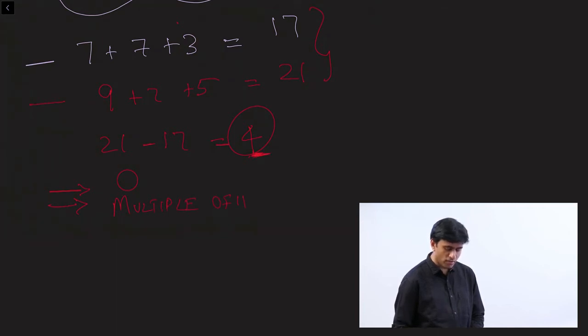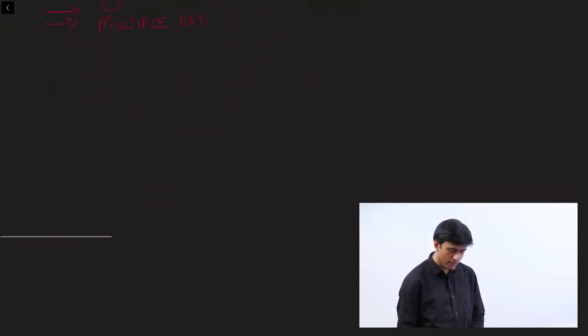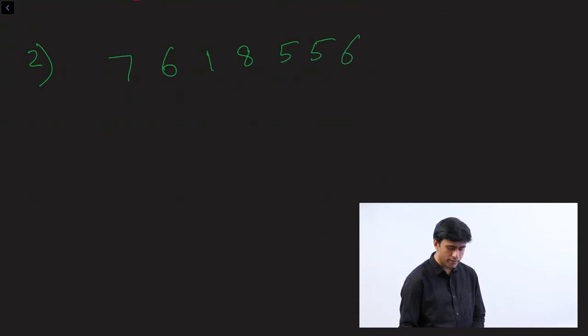4 is not 0. 4 is also not a multiple of 11. Therefore, 797735 is not divisible by 11. Let's take another example. How about 7618556? How about this number? 76 lakhs 18,556. Is this number divisible by 11? Remember, we need to take the sum of alternate digits. So we do this.